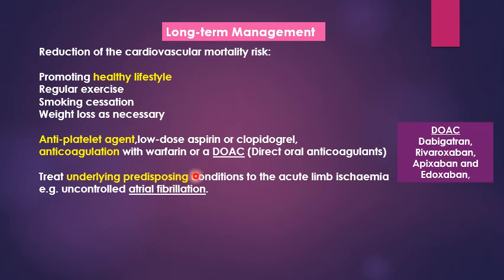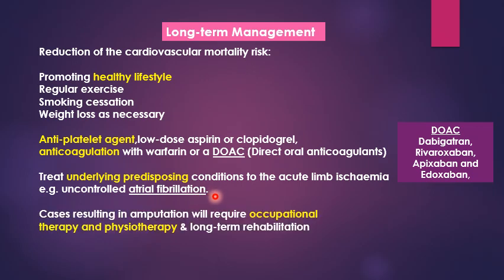Treat underlying predisposing conditions to the acute limb ischemia. That means heart problems, especially atrial fibrillation. The most common cause is atrial fibrillation. So yes, we refer to a cardiologist for further treatment of the cardiac problem. Cases resulting in amputation will require occupational therapy and physiotherapy and long-term rehabilitation.